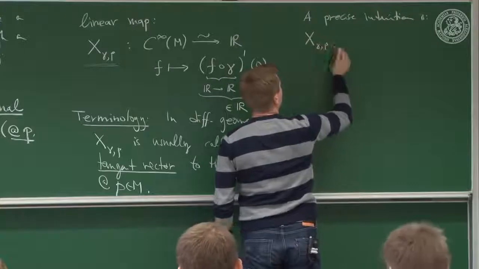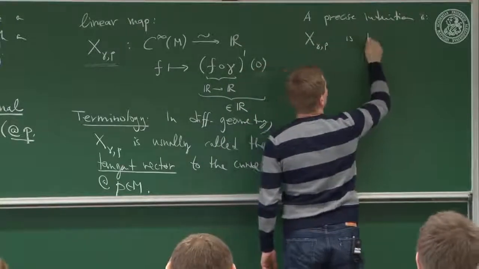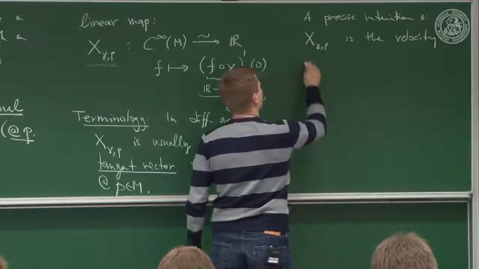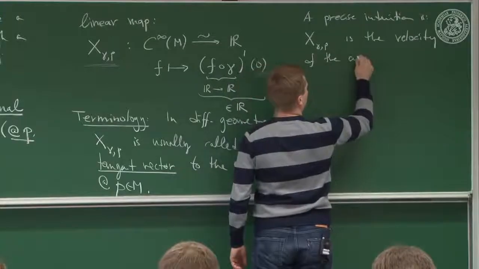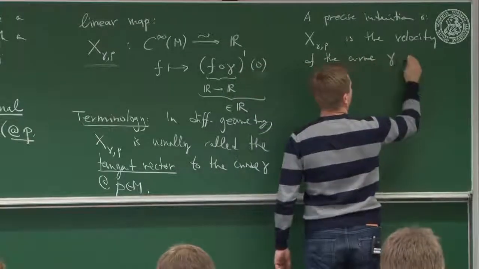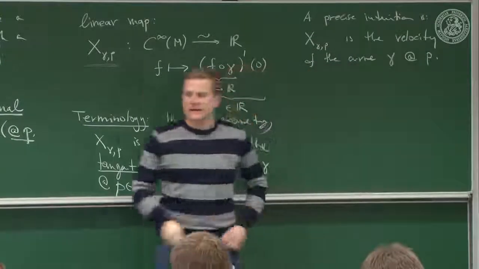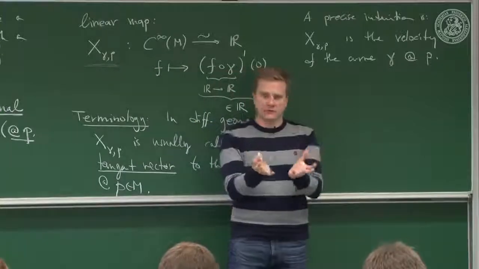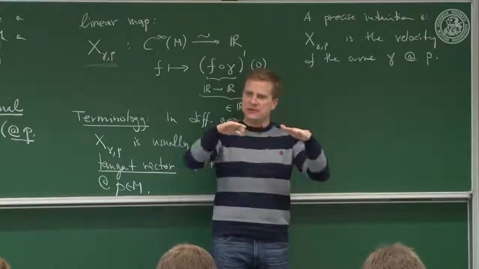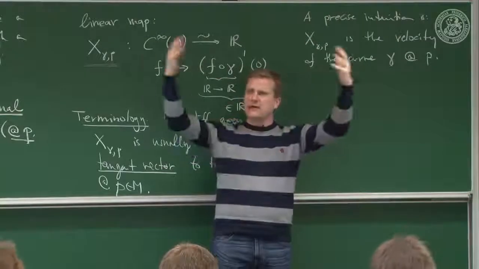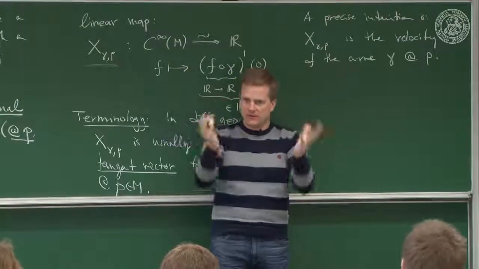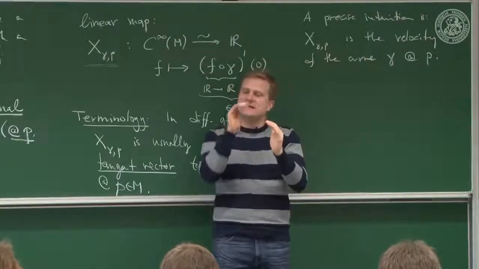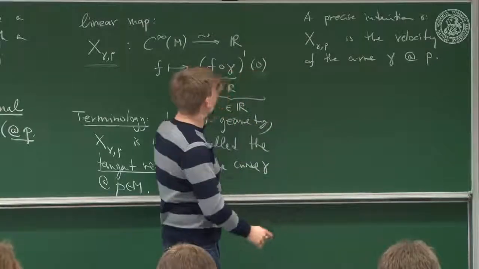X gamma comma p is the velocity of the curve gamma at the point P. Now, you remember that we said, given a smooth manifold, we wish to construct tangent spaces not by referring to an outside space into which we can think of the manifold as being embedded, come to that later, but we want to do this intrinsically.